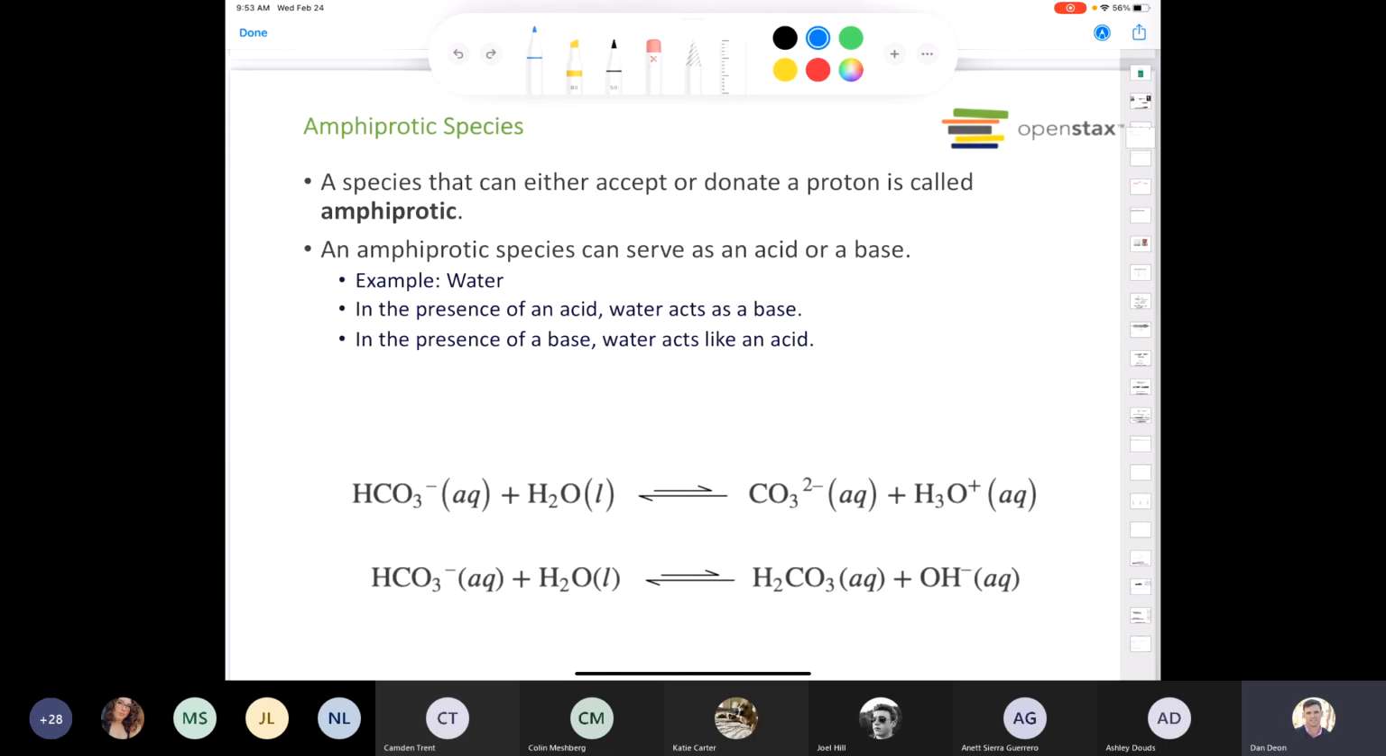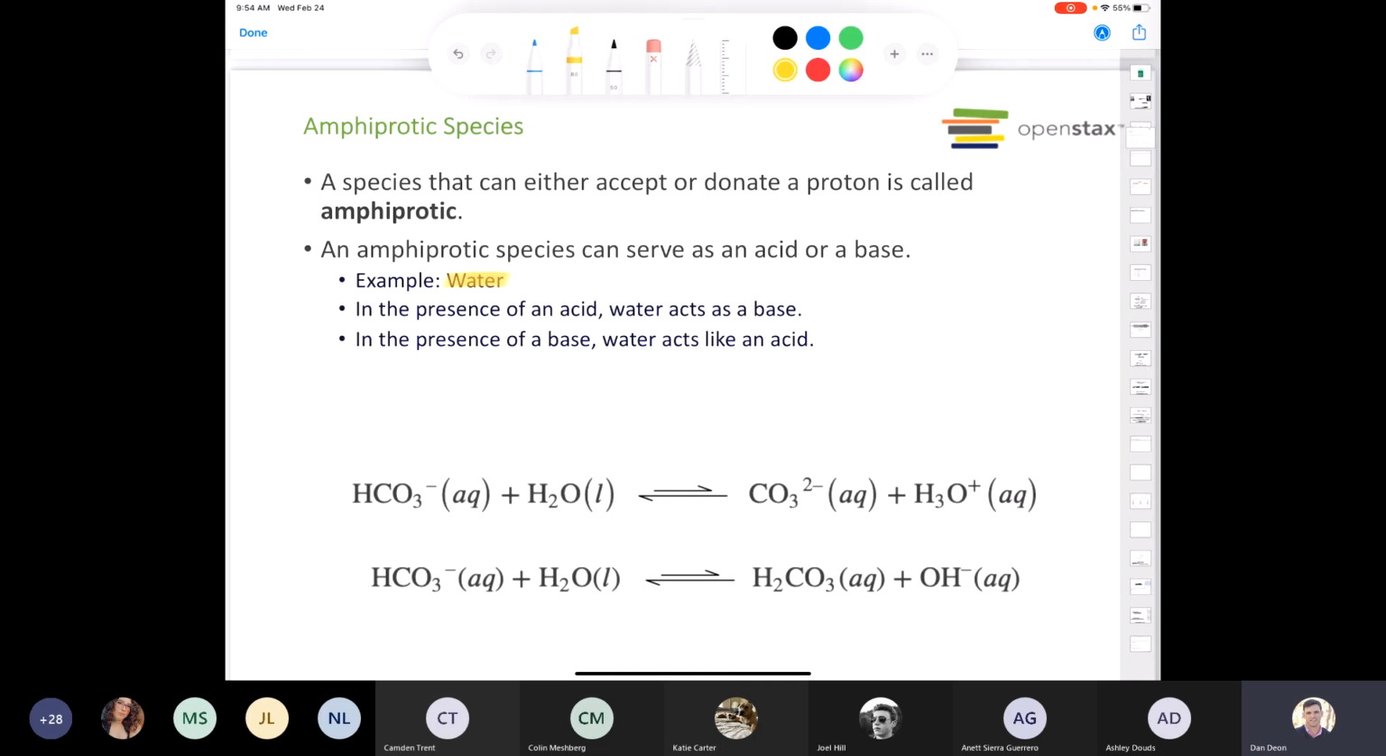Okay, so an amphiprotic species can serve as an acid or a base. A good example would be something like water. Water can act like an acid and water can act like a base depending on the situation. If you put water in a strong acid, in that case, it's going to act like a base. It's going to accept a proton. And if you put water in a strong base, it's going to act like an acid. It's going to give up a proton to the base.